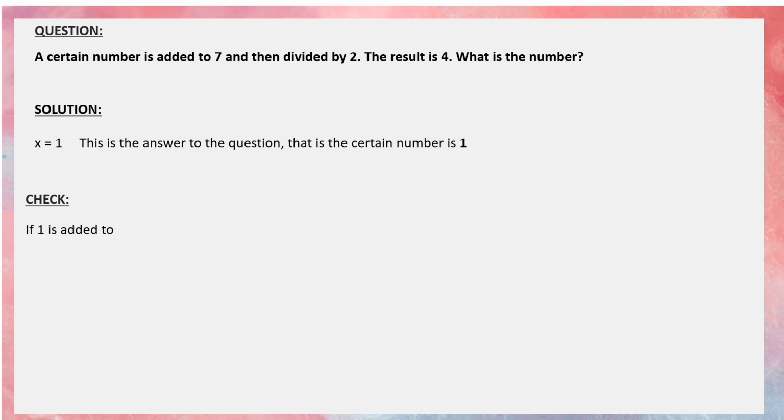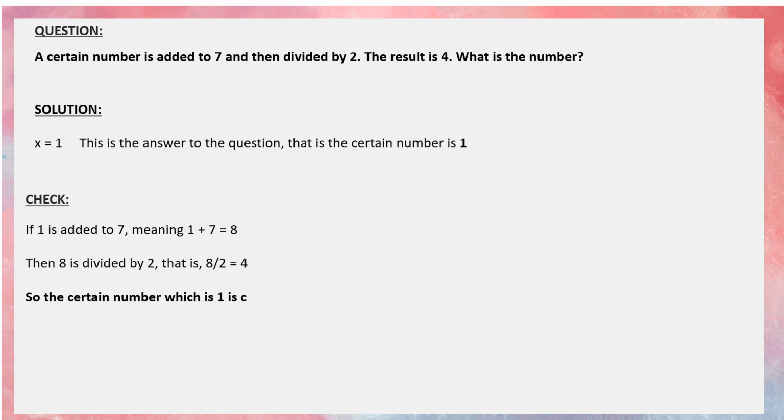So if we're saying the certain number is added to 7, what we're saying is 1 is added to 7 to give us 8. And then dividing it by 2, 8 divided by 2 is 4. And that satisfies the question above. And that tells you and me that the certain number 1 is correctly solved. But there's a quick way of solving questions like this.